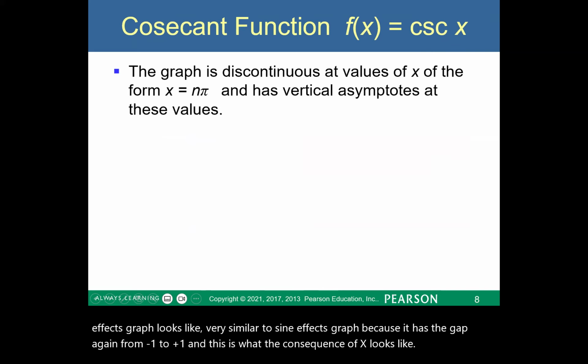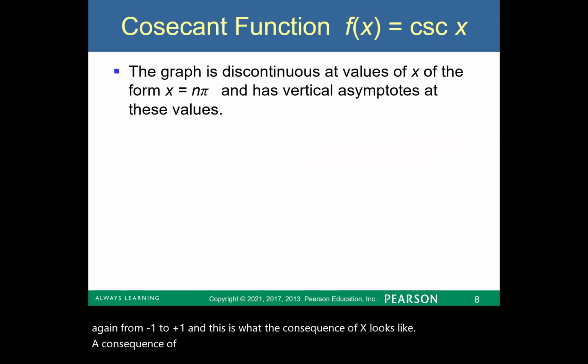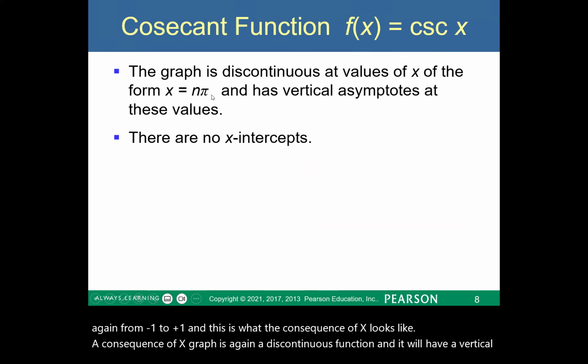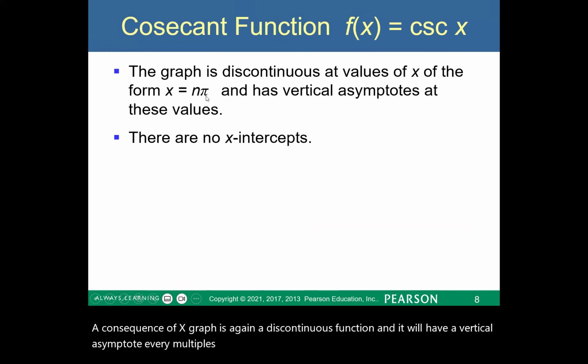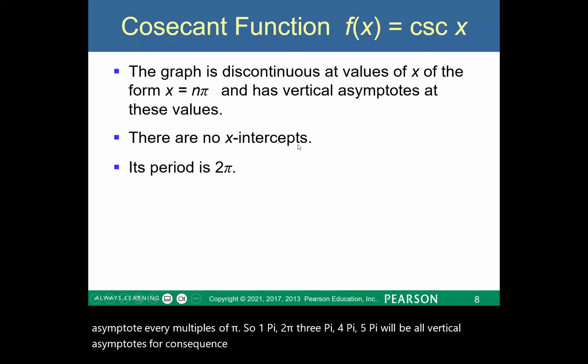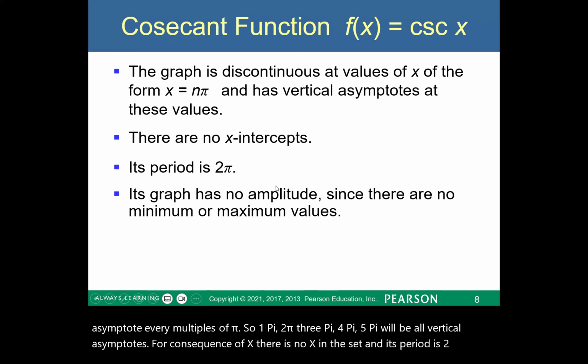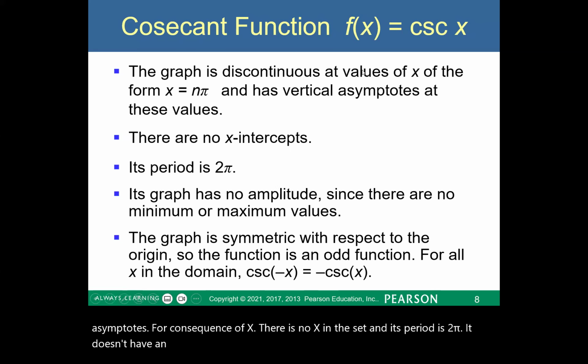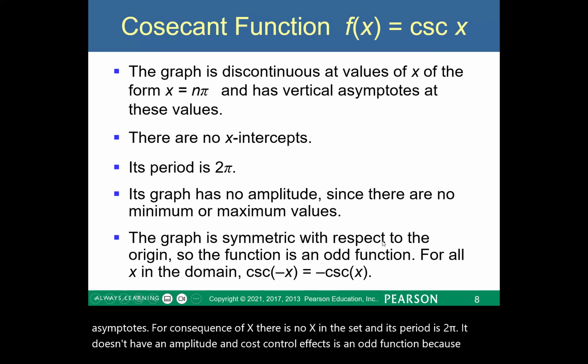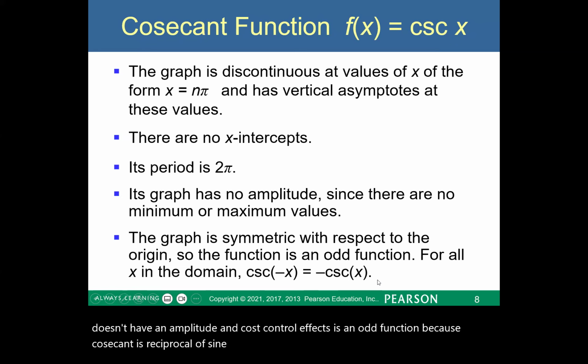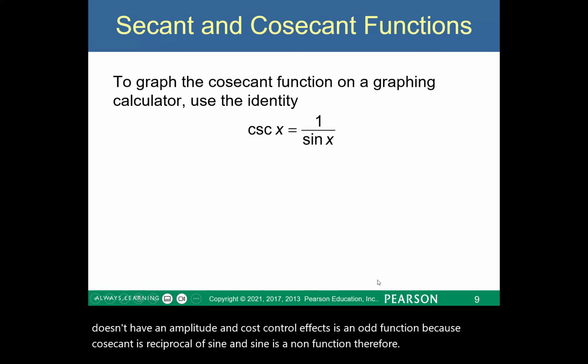A cosecant of x graph is again a discontinuous function, and it will have a vertical asymptote at every multiple of pi. So 1 pi, 2 pi, 3 pi, 4 pi, 5 pi will all be vertical asymptotes for cosecant of x. There is no x-intercept, and its period is 2 pi. It doesn't have an amplitude, and cosecant of x is an odd function because cosecant is the reciprocal of sine, and sine is an odd function, therefore cosecant is an odd function as well.